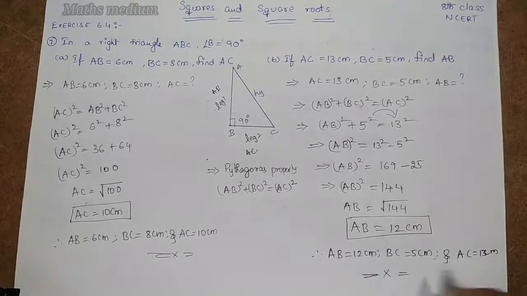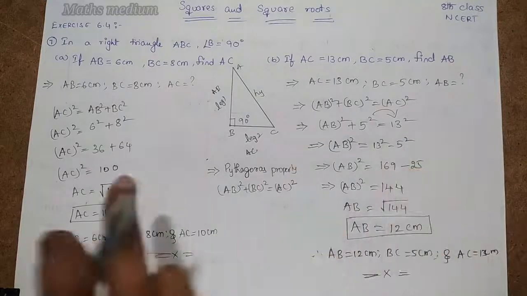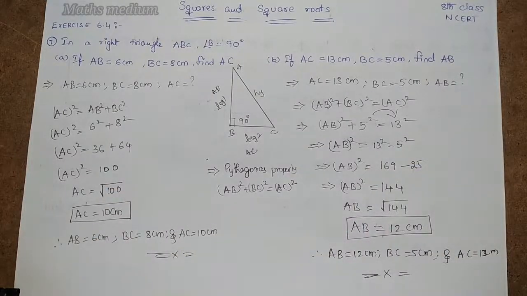So this is about finding the square root from the Pythagoras property. I hope you understand this session.